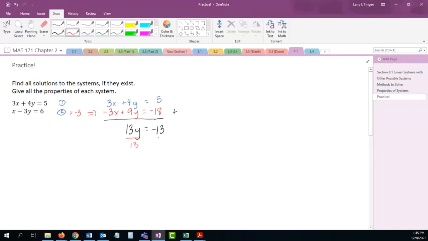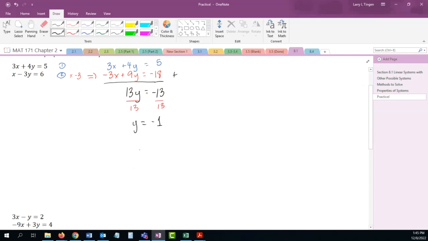For this system, please don't think this is correct, but don't fall into the trap of if the value of the x coordinate or the y coordinate is not a whole number, I must be wrong, because you just saw systems on the last page where they're decimals, and that's absolutely fine. So I found y to be -1. If y is -1, I need to find x.